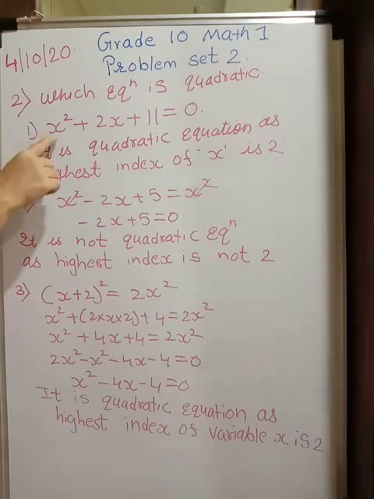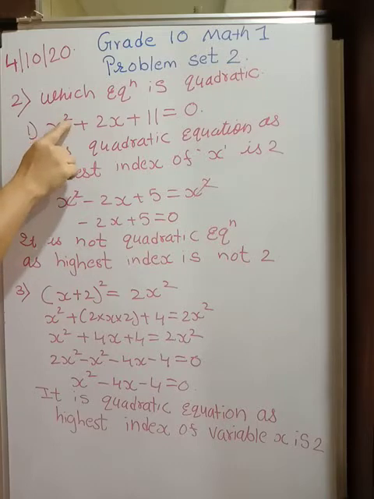So the first equation is x square plus 2x plus 11 is equal to 0. You know x is the only variable and the highest index of it is 2. And therefore this is obviously a quadratic equation.